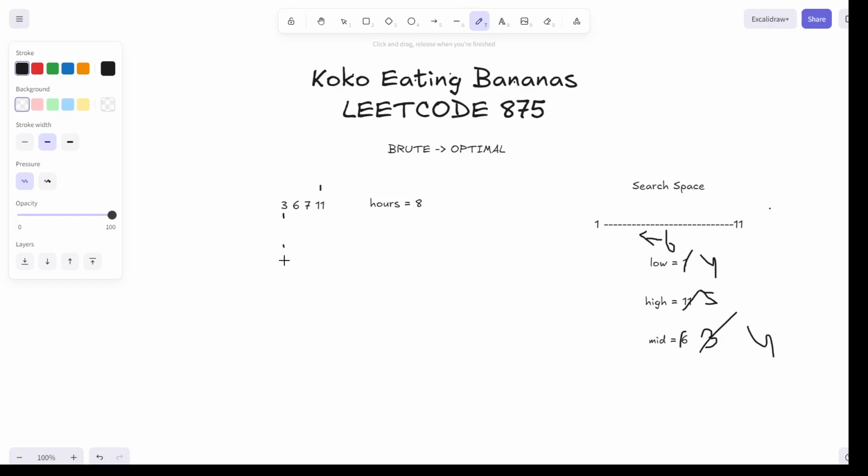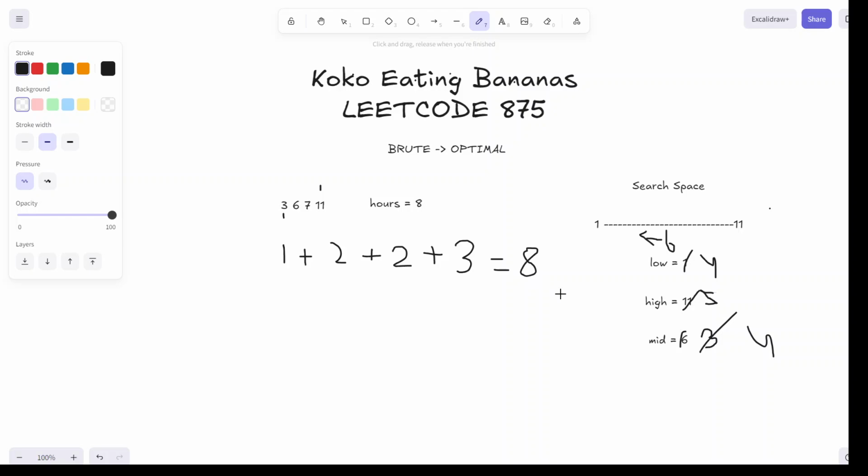If we try to analyze how many hours it will take with 4: 3 would be done in 1 hour, 6 would be done in 2 hours, 7 would be done in again 2 hours, and 11 would be done in 4 into 2, 8, and the remaining 3 would be okay, so it takes 8 hours. So yep, we got our answer.